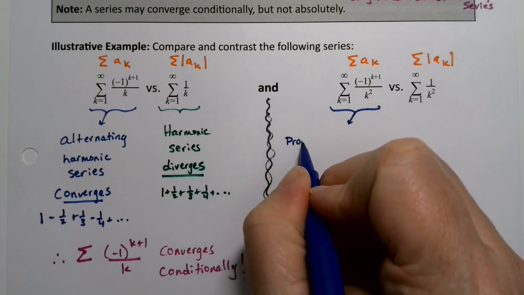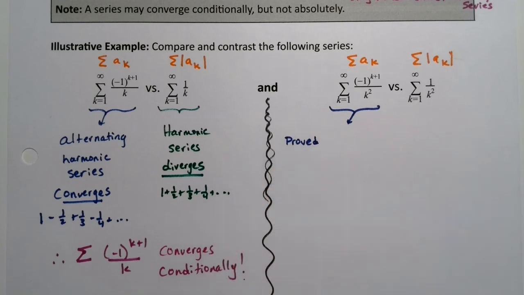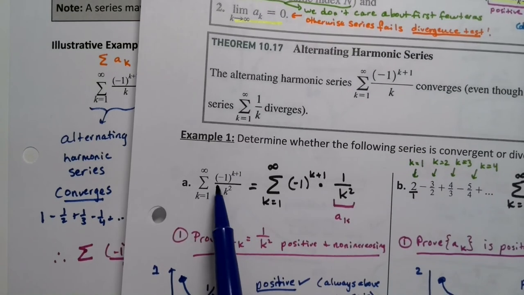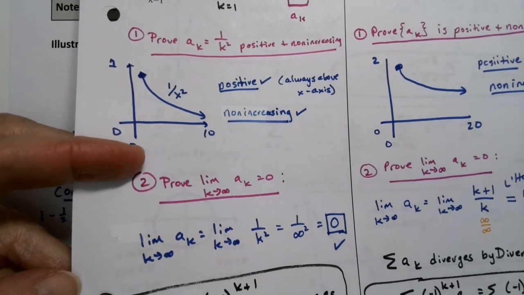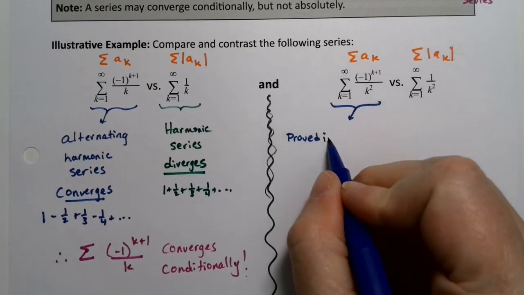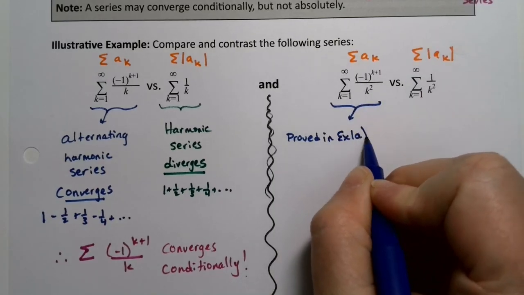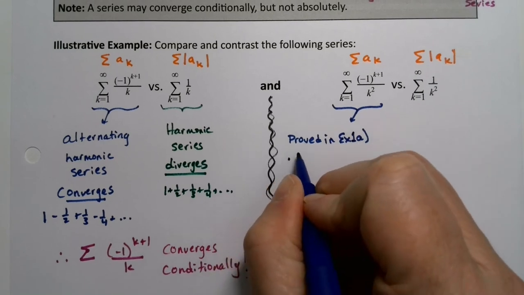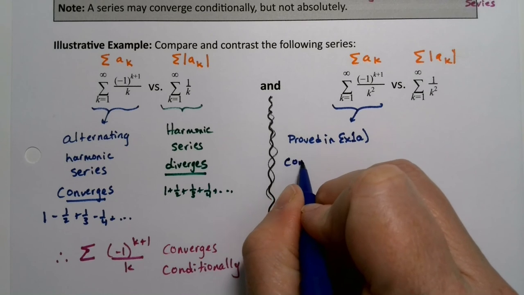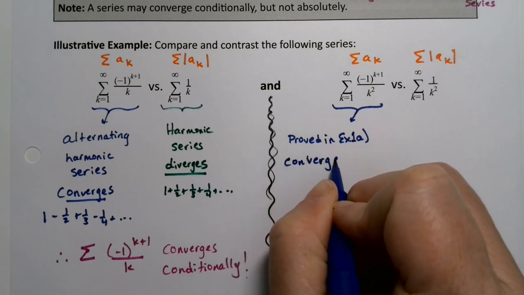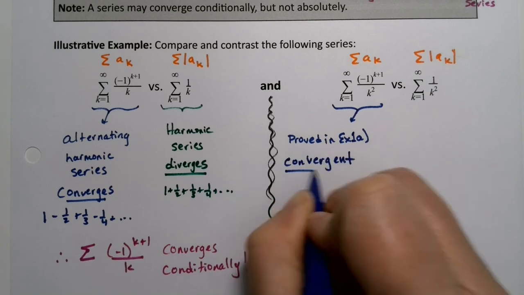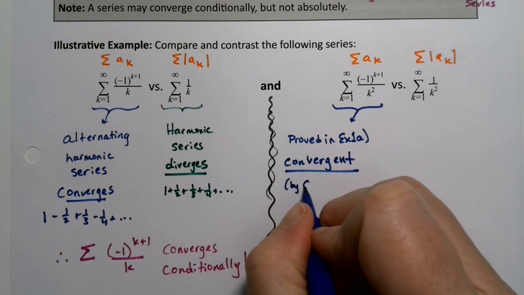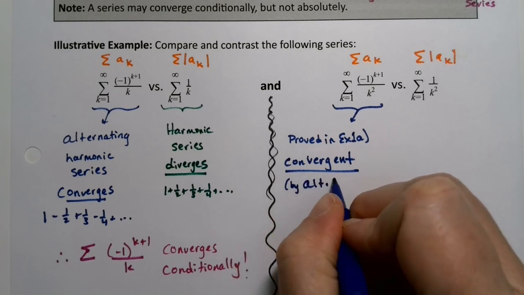So we proved, I believe in example 1a, but I could go find it. Yep, it's right here. Alternating series test, we proved it converged. Right there. So we proved in example 1a that this is a convergent series by the alternating series test.